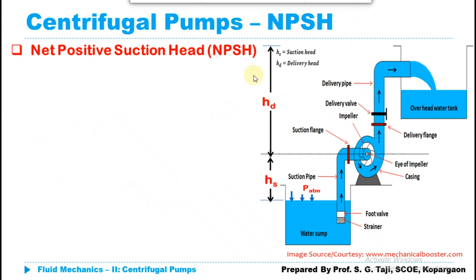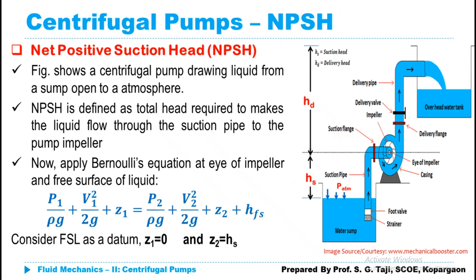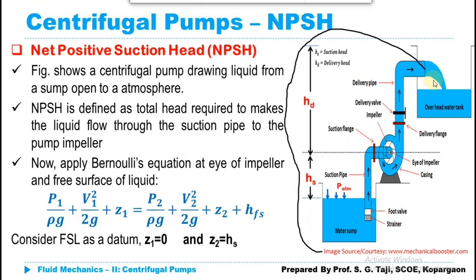So we are going to discuss this NPSH and we are going to derive the expression for it. So let's start. Let us consider this is a centrifugal pump where we need to deliver water from this water source to this overhead tank, and let us apply Bernoulli's principle at two sections: at the eye of the impeller and at the free surface of the liquid. So let us consider this is our section 1 and this is our section 2.